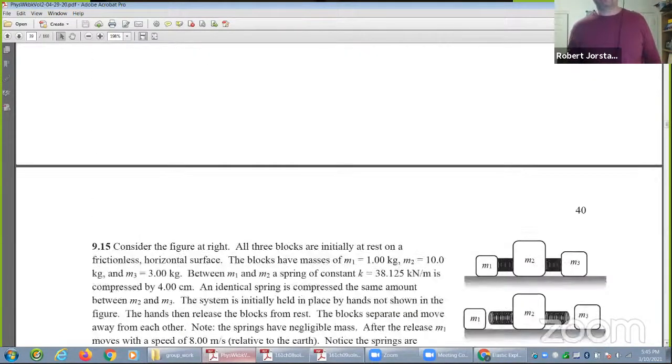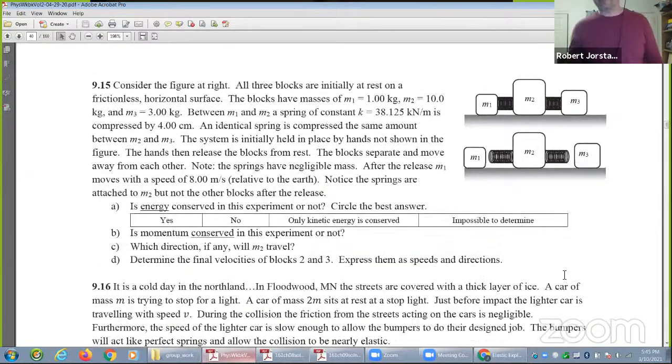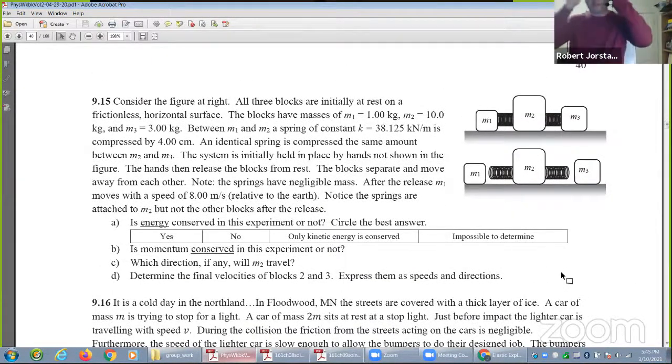Here we go. This is a little bit different. There's 3 masses. So page 40, 9.15. Take a second and maybe look at this one. And then Jesse, since you were crazy enough to ask a question, I'll see if I could pick on you and try not to be too mean here.